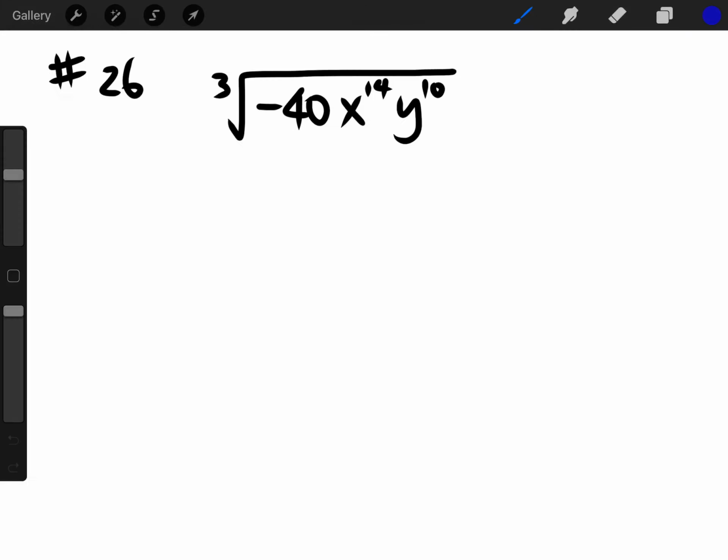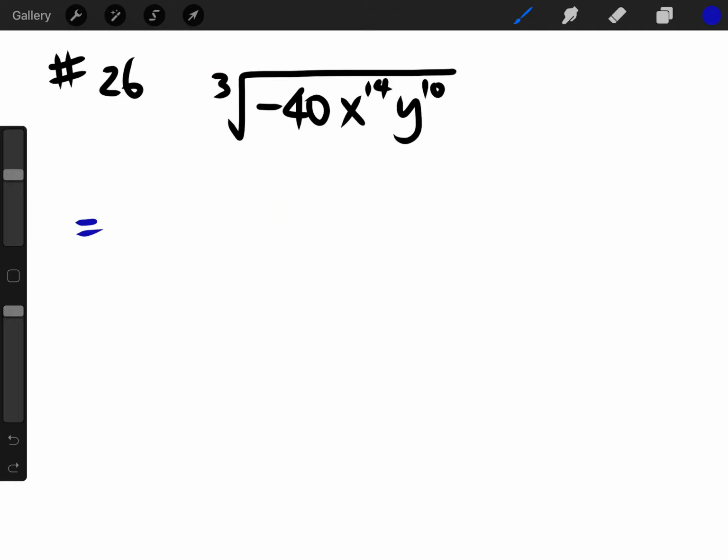All right, for number 26, it looks a little complicated. So I'm going to break this down into two different cube roots. We have a cube root here. First thing you want to know is that in the past, if you have a negative radicand, you're going to get an imaginary number if it's a square root. As a matter of fact, every time you see a negative in an even root, you're going to get imaginary. But this is an odd root, so you're actually going to get a solution that's not imaginary. You're going to get a real number.